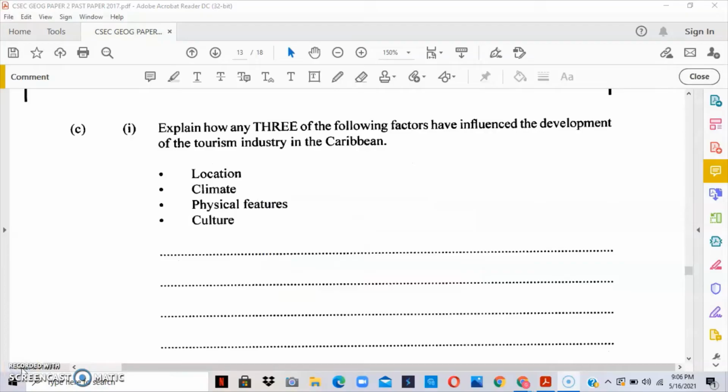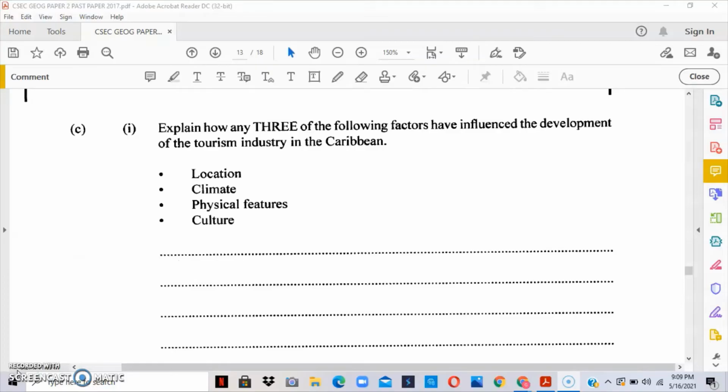Question C asks us to explain any three of the following factors that have influenced the development of the tourism industry in the Caribbean. The Caribbean is ideally located to attract tourists from North and South America. Now, remember, the Caribbean is located between North and South America. So most of our tourists basically come from North America as well as South America. Now, the Caribbean is easily accessible by air and water, where we have major airports and docks. So the Caribbean is strategically located and is easily accessible.